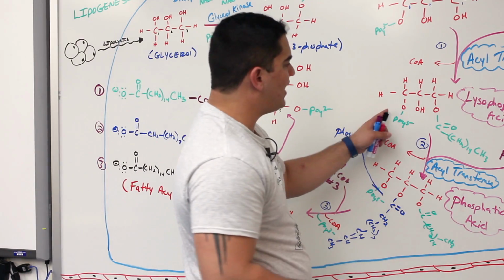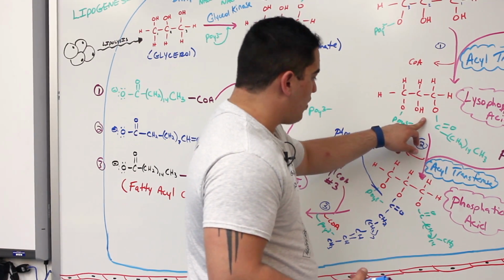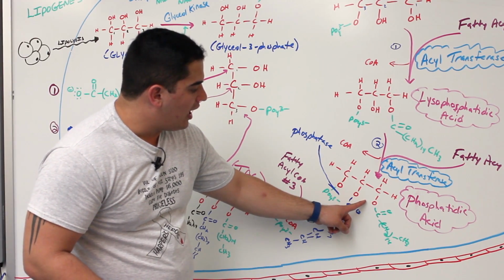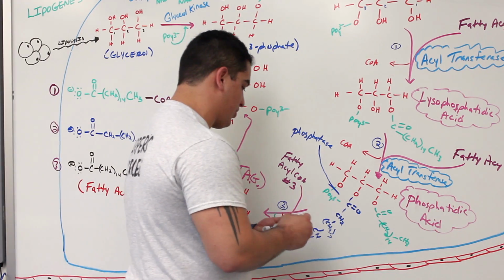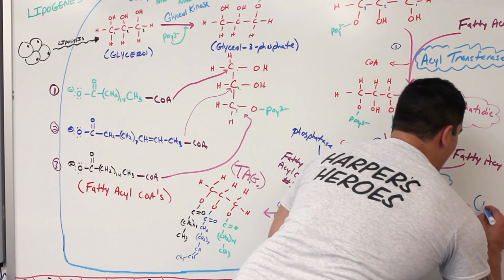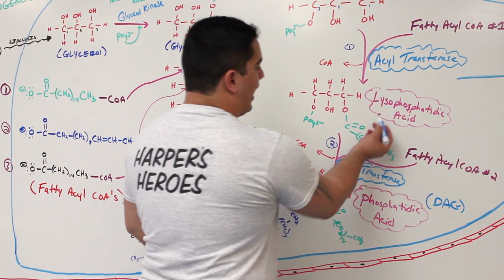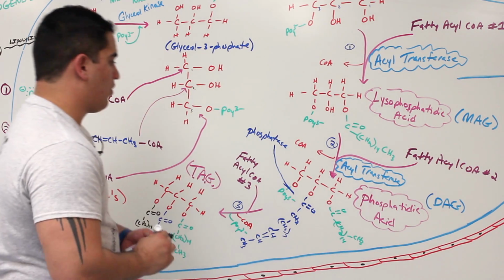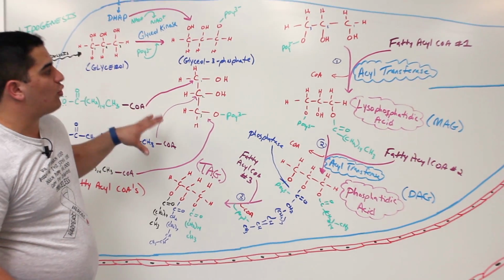Technically, this one is specifically a monoglyceride or a monoacylglycerol. This one is technically considered to be what? A diacylglycerol, and this one is a triacylglycerol. So I can also name these different names if I want to. I could call this one a DAG, which stands for diacylglycerol, for this molecule right here. And I could technically call this one a MAG, a monoacylglycerol. And again, this one is a triacylglycerol. All right, so this covers the triglyceride synthesis.